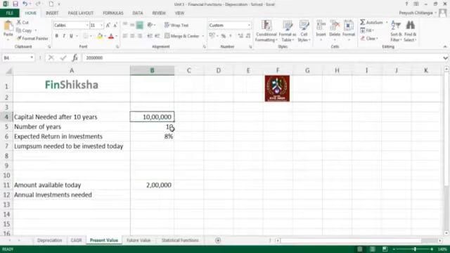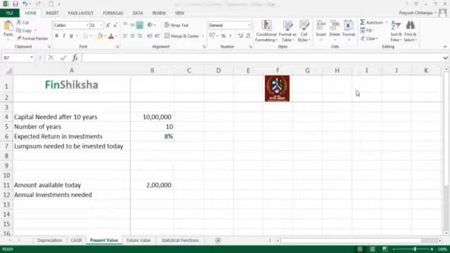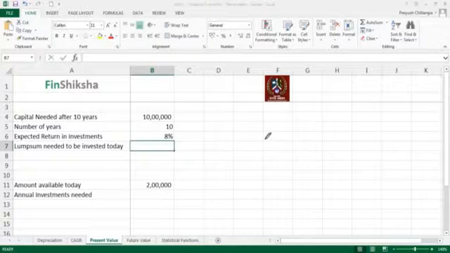Let's say someone needs a capital of 10 lakhs after 10 years. And the expected return on investments that this person makes is about 8%. So what is the amount that needs to be invested today? Now there are two ways to solve this.